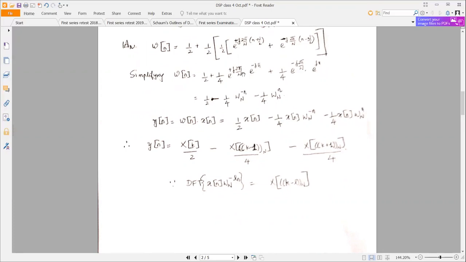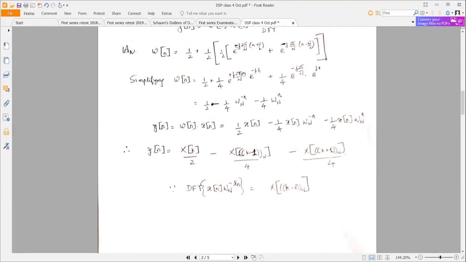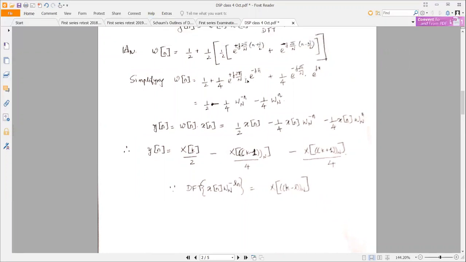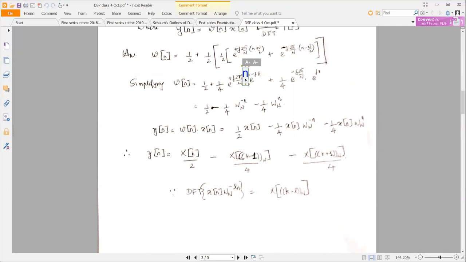Here again, I have missed out on the term small n, so I'll just type that in here. That is e raised to j 2 pi n by N. And the second part also I have missed out on, so here also you should write e raised to j 2 pi n by N.